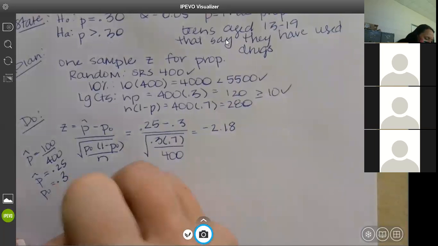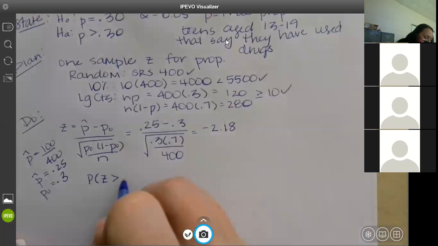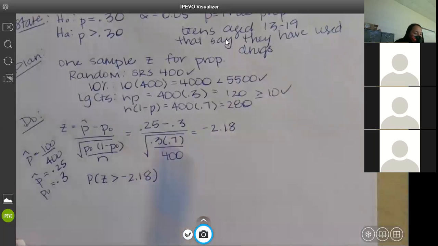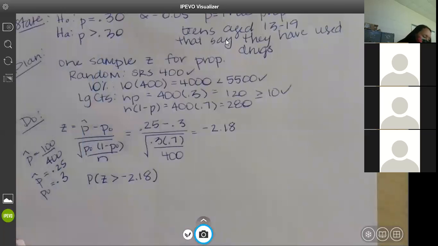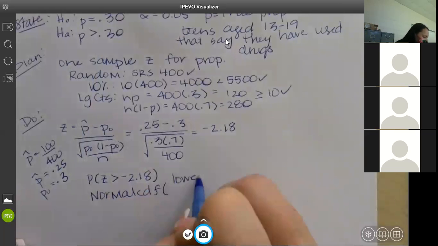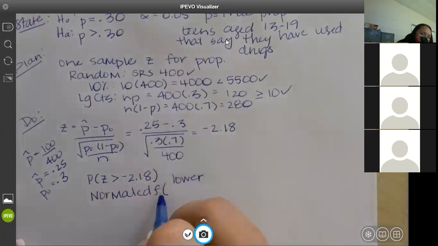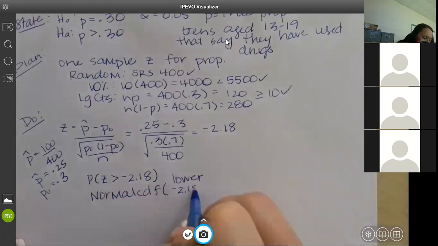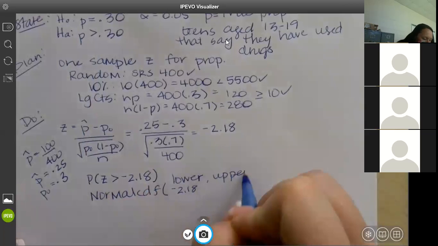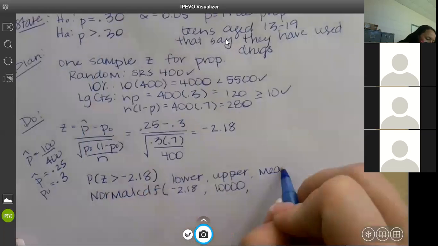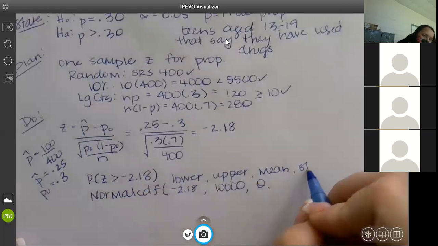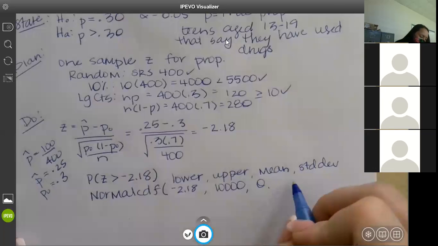We're looking for the probability that Z is greater than negative 2.18. Where did I get greater than from? Our alternative hypothesis says greater than, so that's why we're doing it down here. So we're doing normal CDF because it's a Z. What is our lower going to be? Negative 2.18. Our upper, a ridiculously large number. Our mean, 0 because we standardized, and our standard deviation is going to be 1.